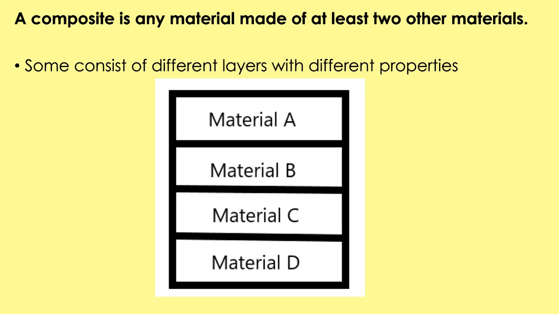So first of all, the definition. A composite is any material that's made of at least two other materials. Anytime you've got two different materials or more and you put them together to make a new material, that's called a composite material. There's two sorts really. Some consist of different layers with different properties. For example, in that diagram, you've got four different materials, all with different properties. When you put them together, you get a material that's got different properties to the individual components.